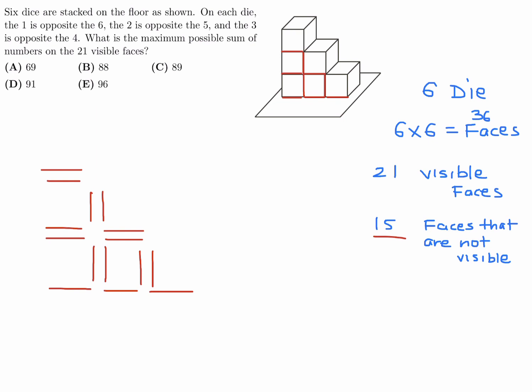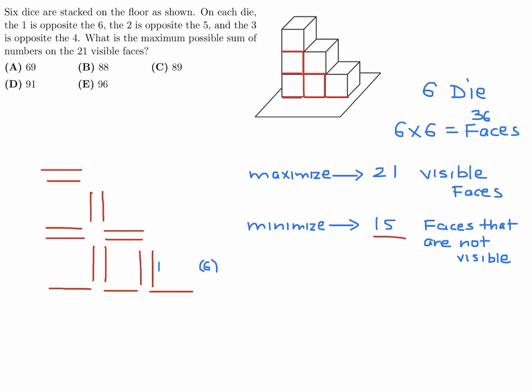Now our task is to minimize the sum on those 15 faces. Because if we minimize that sum, then we can maximize this sum. All right, so here we go. So the minimum possible number I can put on a cube is 1. So I'll put the 1 here. That makes sense. That means that the face on the other side will be a 6. That maximizes the visible face. Okay, I hope that makes sense.